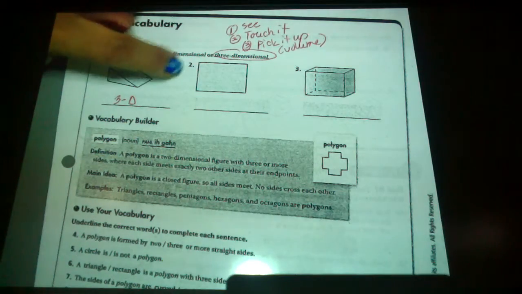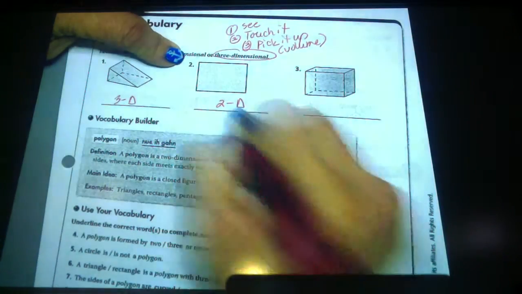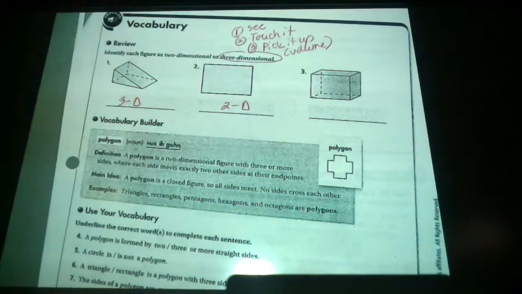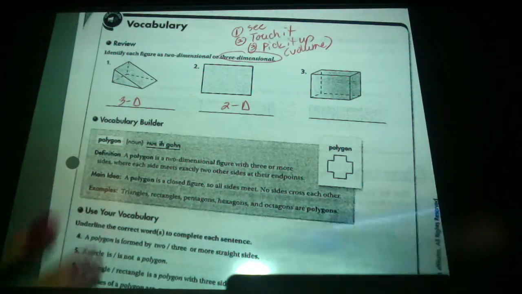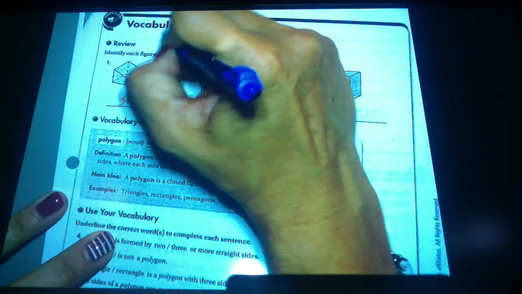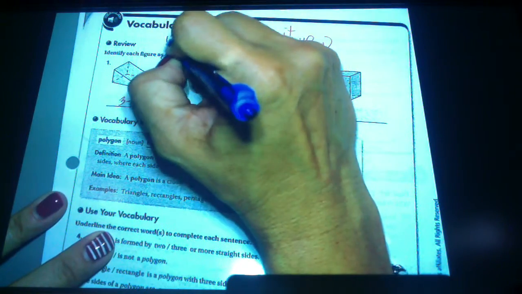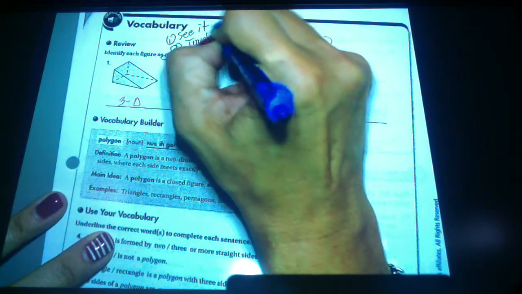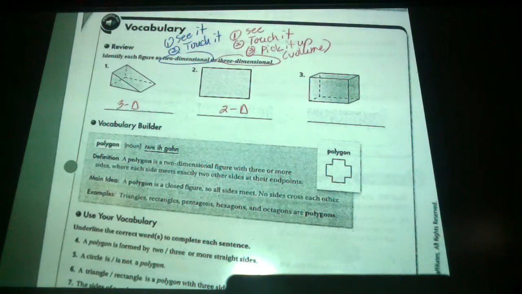Something that's 2-dimensional, like number 2, this is 2D, I can see it and I can touch it, but I cannot pick it up. So your 2-dimensional means you can see it and you can touch it. So like the wall in this classroom, don't consider that the wall has volume. I can see that wall and touch it, but I can't pick the wall up. If I were Hercules and I gave it some depth, some height, and some width, then I could pick it up.